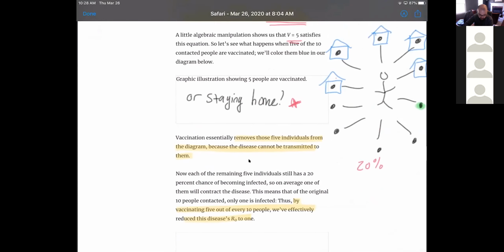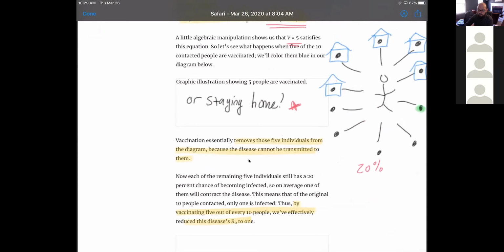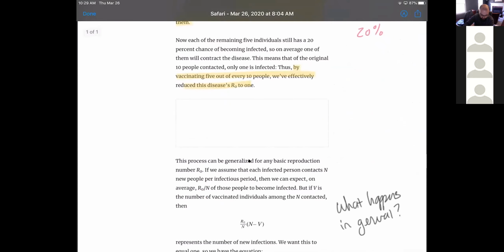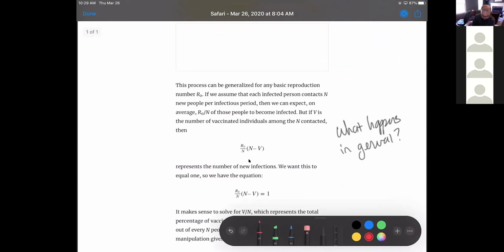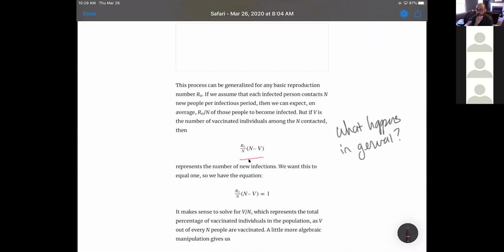Okay, so what we saw was if we have an R naught of 2, then you need about 50% of the people to stay home in order to bring that infection rate down. And so the question is, well, what if your R naught is not 2? What if it's higher than that? If it's higher than that, you actually set up an equation that looks a lot like this.